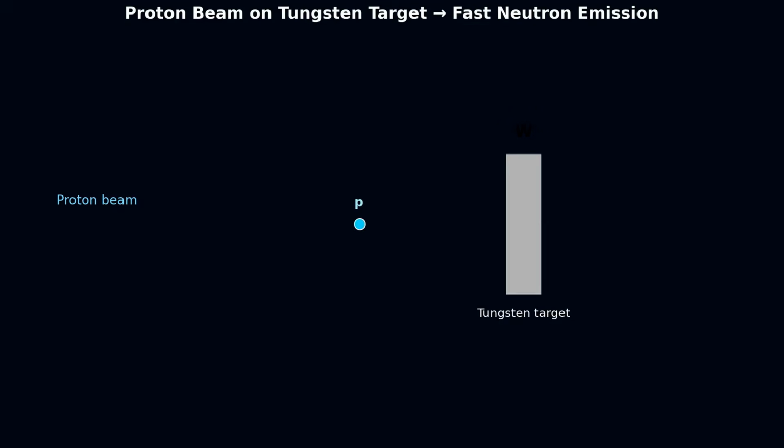Another important method is called spallation. In this process, protons are accelerated to very high energy. Then they hit a heavy target, such as tungsten or lead. This collision breaks the nucleus apart and releases many high energy neutrons.